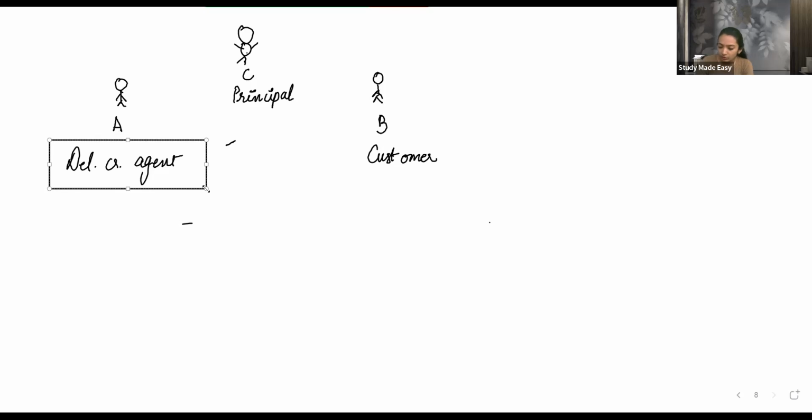Now, when it comes to your del credere agent, this is my A, my del credere agent. This is my principal and this is the customer. Suppose it happens that the customer says, I am unable to make the payment. Now what would the del credere agent have to do? He has to make the payment. Now how will he pay? He is not directly going to pay the principal. He has two options.